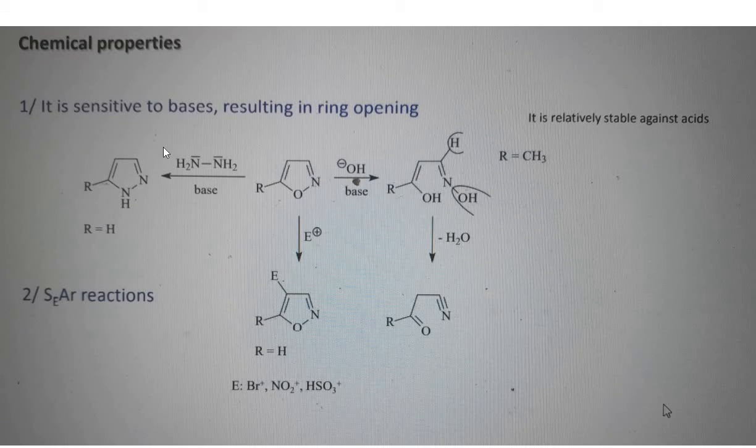Now chemical properties: you can see it is sensitive to bases, resulting in ring opening. If it reacts with the base, you can see this is also in your syllabus, how to synthesize this. And if you have base, then you are getting this product by an electrophilic reaction.